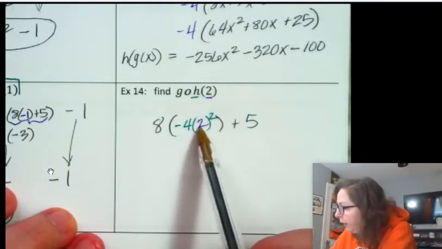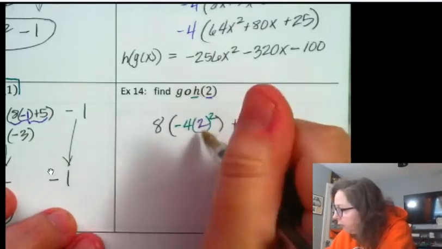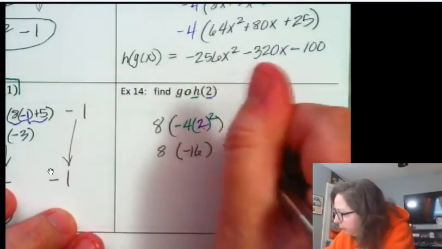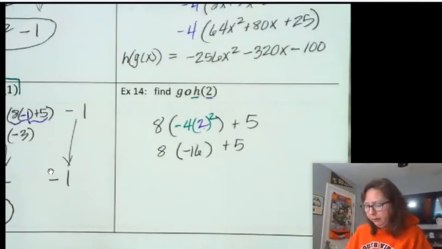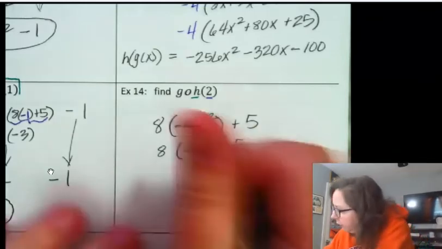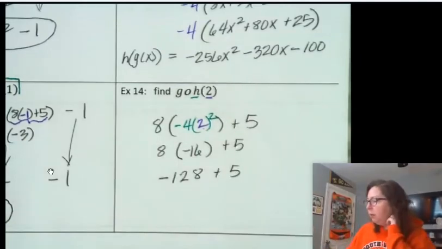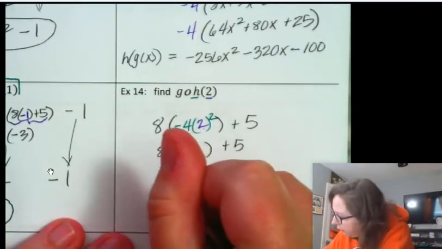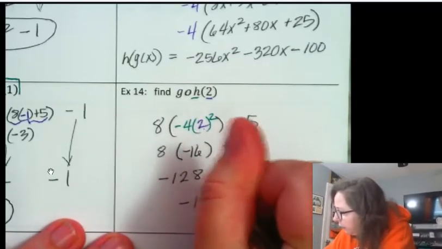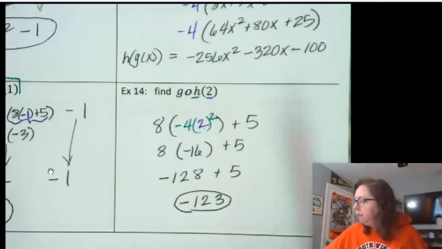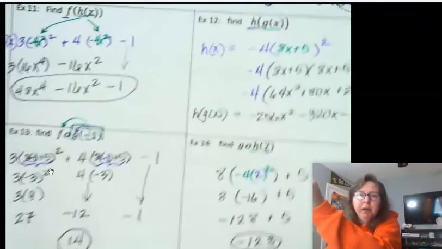So 2 squared is 4. 4 times negative 4 is negative 16. Let me cheat again. 16 times 8 is 128, and it's negative. And then I'm going to go ahead and add the 5, which is going to give me negative 123. Okay, so that is composition of functions and evaluating a number at the same time, or evaluating them for a number.